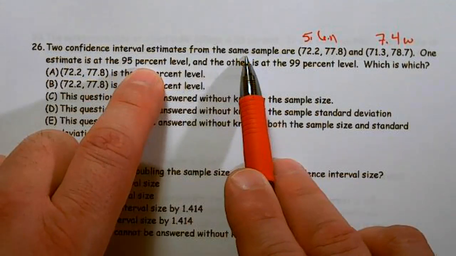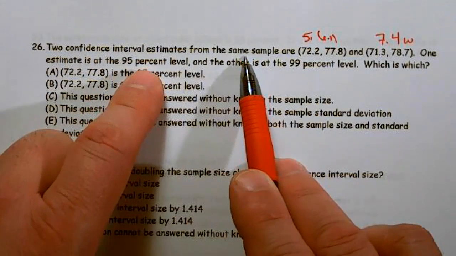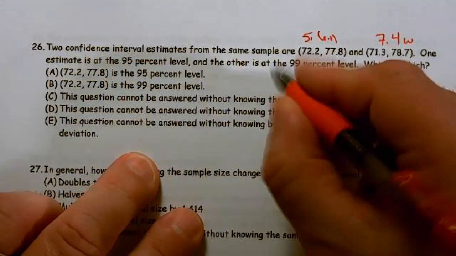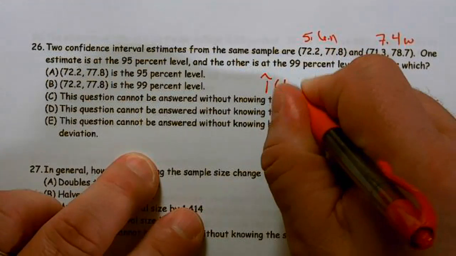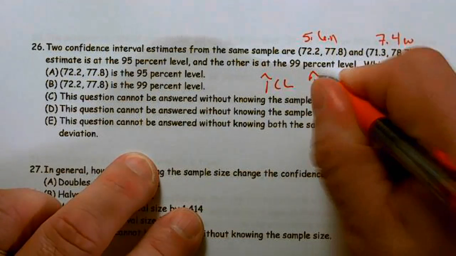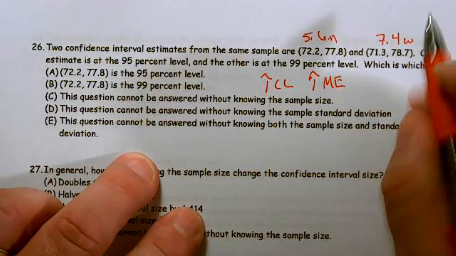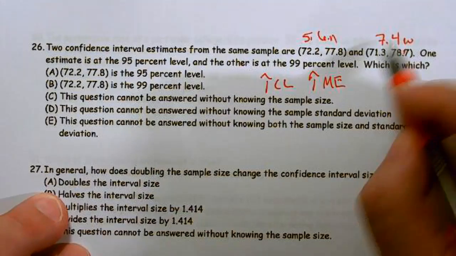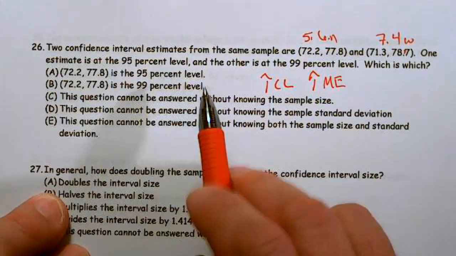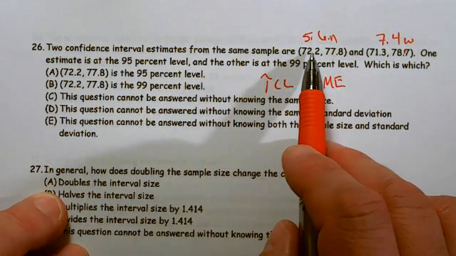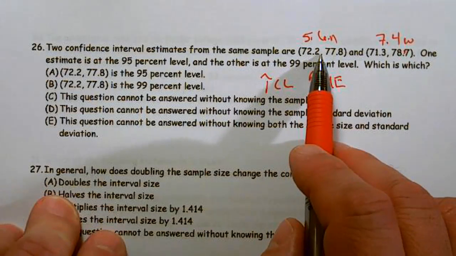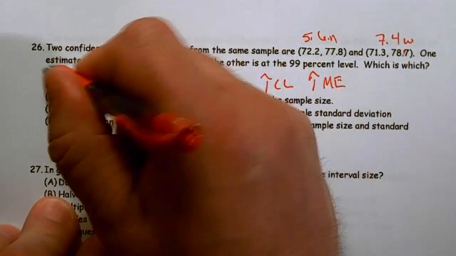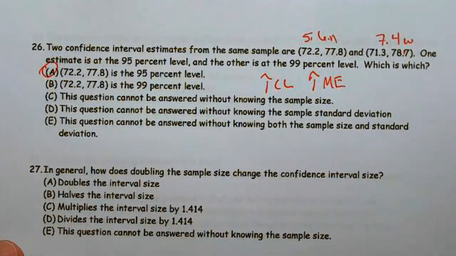The reason that's important is that it means they have the same standard deviation. One estimate is at 95%, one is at 99%. As your confidence level goes up, the margin of error goes up. This one's wider, which means it has a larger margin of error. So the first one is at the 95% level. This one's at the 99%. So A is at the 95%.